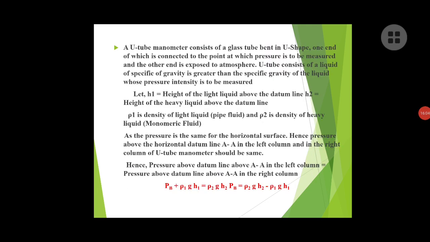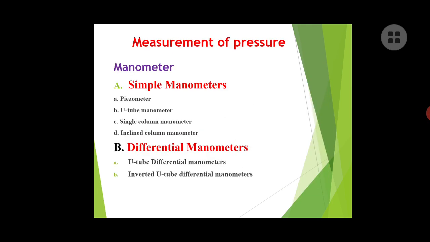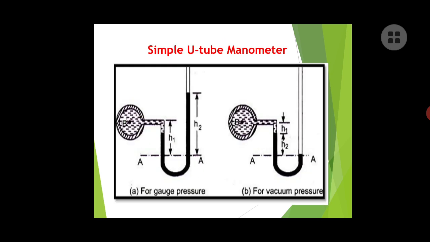So let's see the revision. Today we have seen the measurement of pressure: manometer, simple manometer, piezometer, U-tube manometer, single column manometer and inclined manometer. Second is the differential manometer: U-tube differential manometer and inverted U-tube differential manometer. So here is a figure.